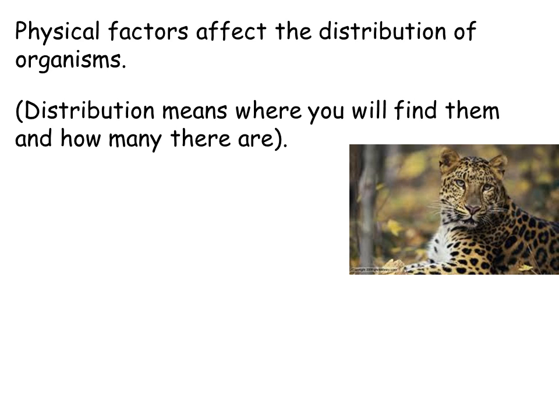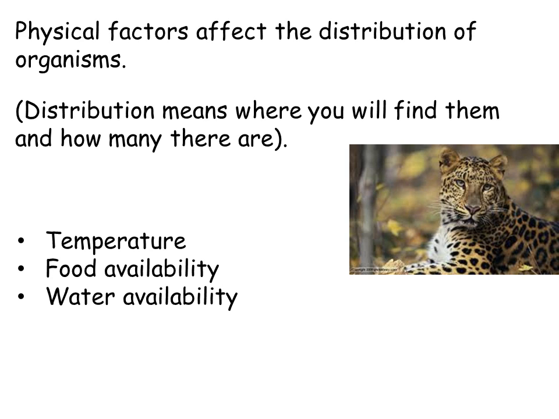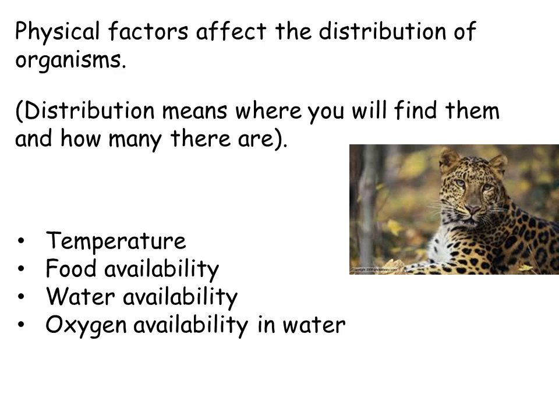For example, animals, there are many physical factors which will affect where you find them. The temperature of the area they're in, how available food is, how available water is, and if they're aquatic animals, how available oxygen is, because there are some organisms that can exhaust the oxygen supply in water. And finally, not so much for this leopard here, but the presence or absence of predators and also prey.